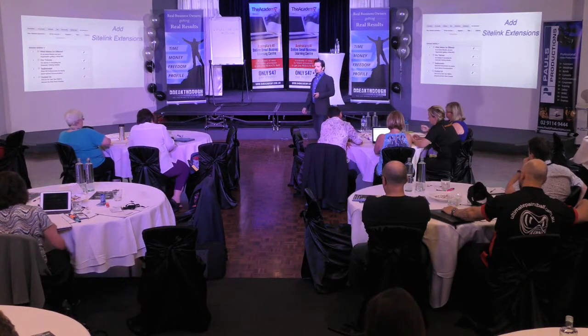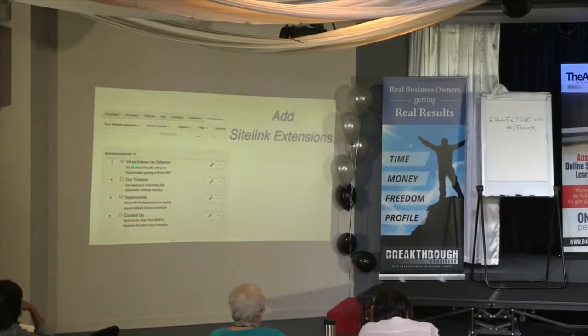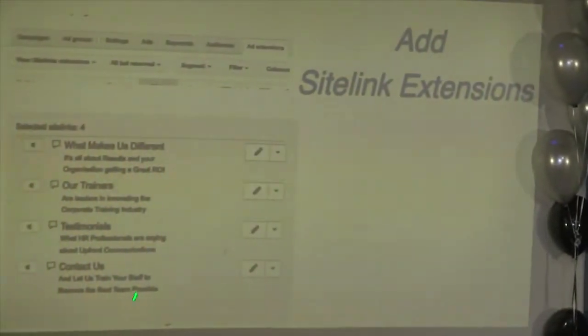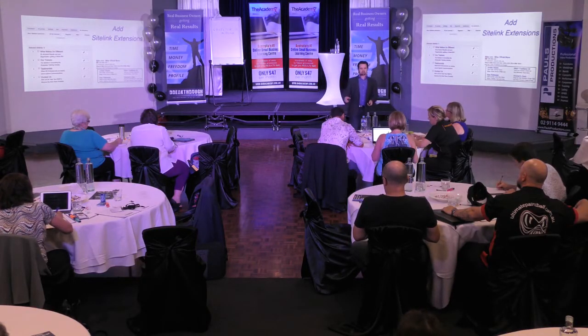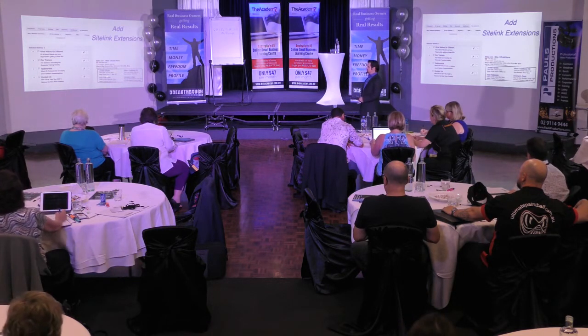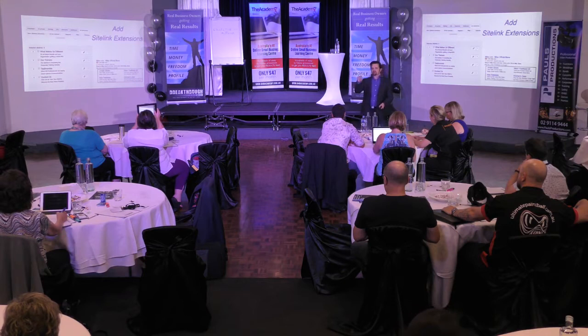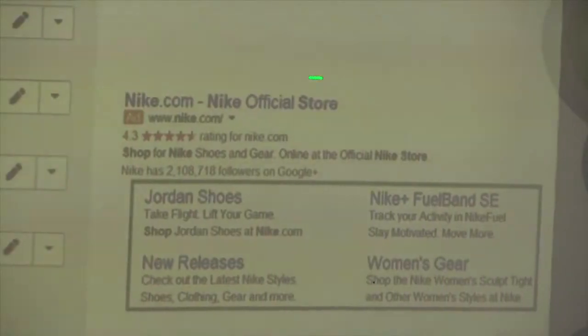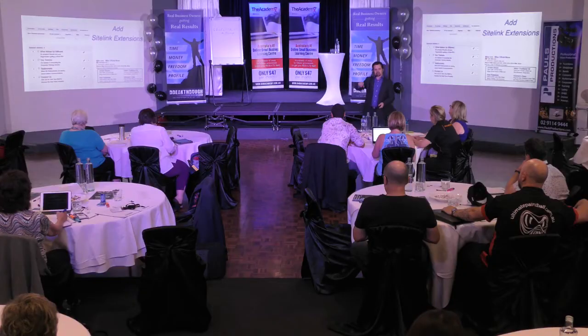Okay, so this is another way we can make our ads bigger, which is site link extensions. Here it's got a headline and a sub-headline. I'll show you what it looks like: what makes us different, our trainers, testimonials, contact us. These might be common pages on your site that people are interested in. In the Nike example, they've got Jordan shoes, take flight, lift your game, shop Jordan shoes at Nike, new releases, Nike Fuel Band, women's gear. Nike knows that these are popular areas, so if someone's searching for Nike, they might be interested in one of those. See how most people would just stop their ad with that bit, and they've made their ads so much bigger. And often this will only work if you're in the top 3 positions.